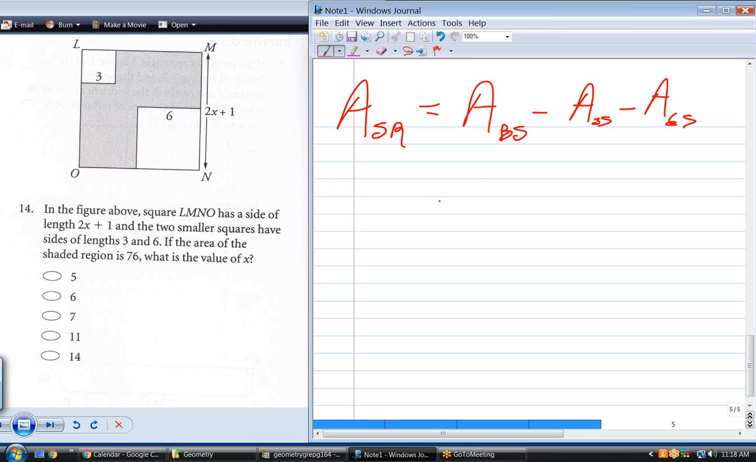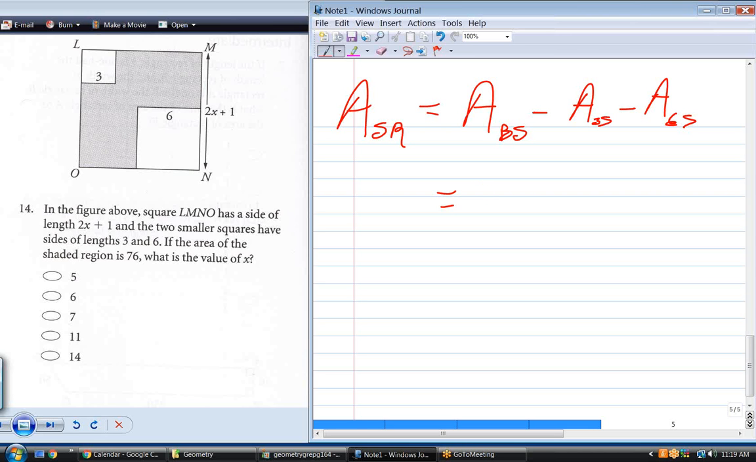Now what's the area of the big square based on everything you're looking at there? Just look at that big square. What do you see about that big square? They only give you one piece of information, that the side lengths are 2x plus 1. So what's its area? So it'd be 4x plus 2.